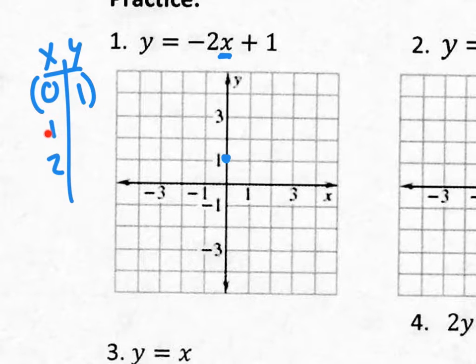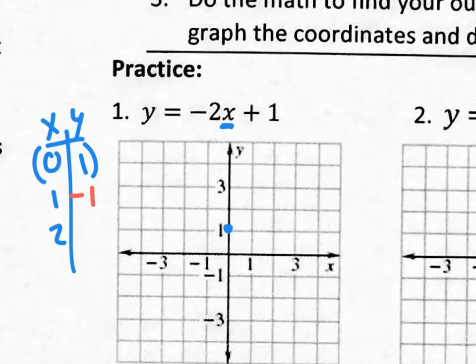Okay? Now, the next one is the number 1. When I plug in 1, it's pretty easy. Plug it in right here. And what's negative 2 times 1? And what is negative 2 plus 1? Negative 1.